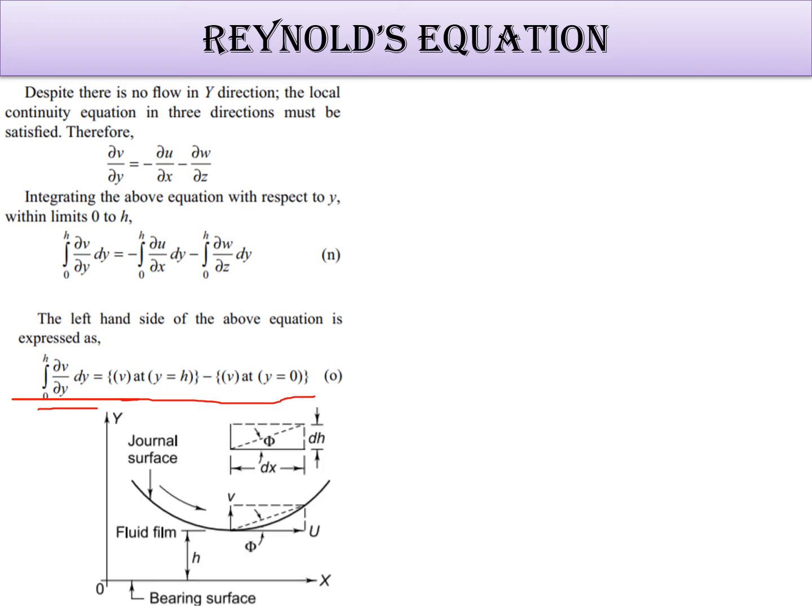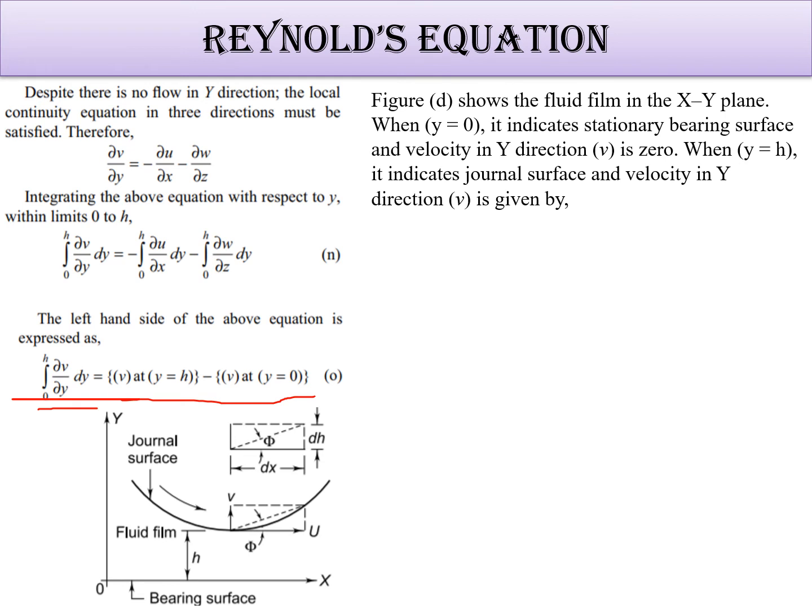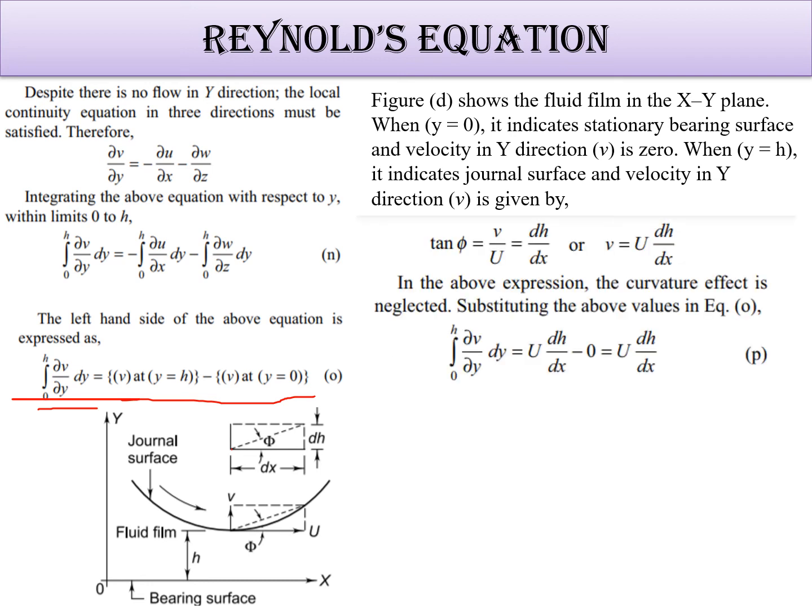Now this is the term here, that the general surface is this and the fluid film thickness is this, having an angle phi here. This triangle is shown here. This is the thickness, this is the length dx, and this is the height dh. So this figure shows the fluid film thickness in the xy plane where y equal to 0. This is y equal to 0, and when y equal to h, what will happen? So it indicates the general surface and velocity in y.